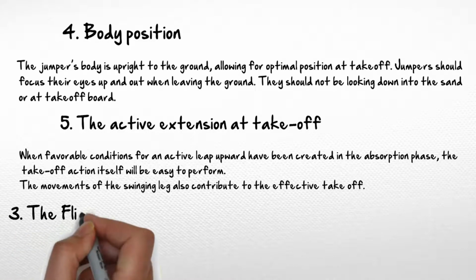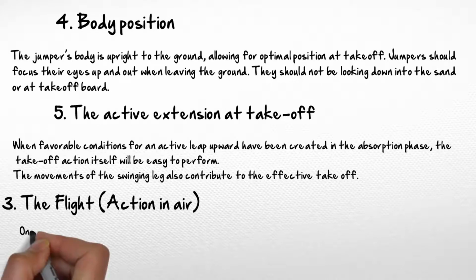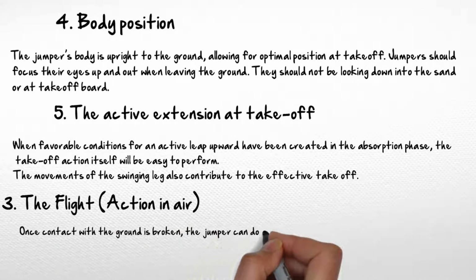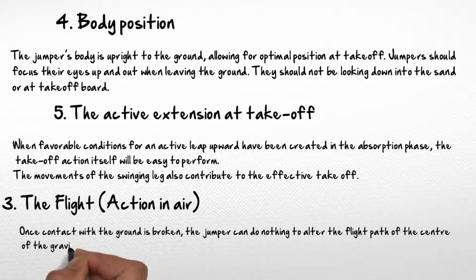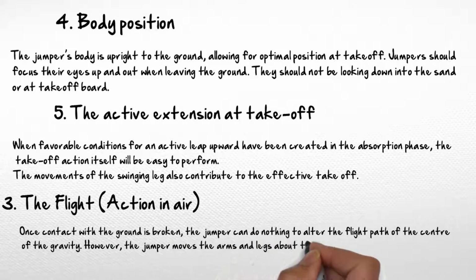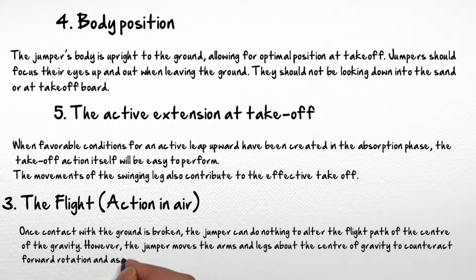The third point is the flight, or you can say the action in air. Once contact with the ground is broken, the jumper can do nothing to alter the flight path of the center of gravity. However, the jumper moves the arms and legs around the center of gravity to counteract forward rotation and assume an optimal position for landing.